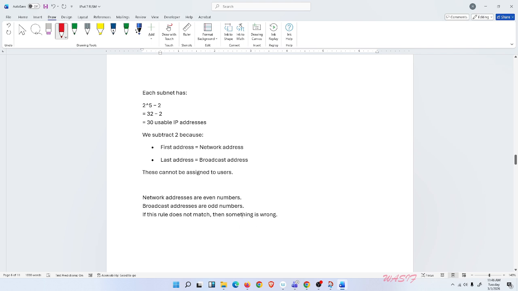According to the previous formula, broadcast addresses are odd numbers. If this doesn't match, note that 0 could be a network address as well. So it could be 0 as well. So it will be 0 anyway.